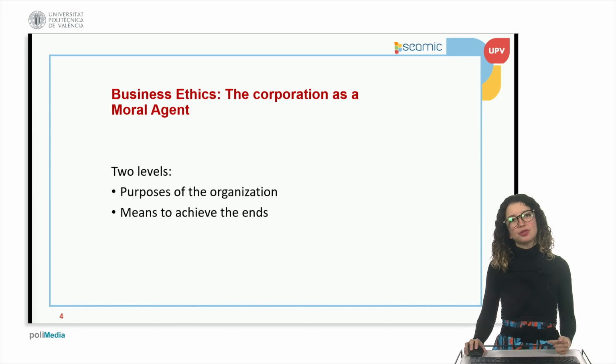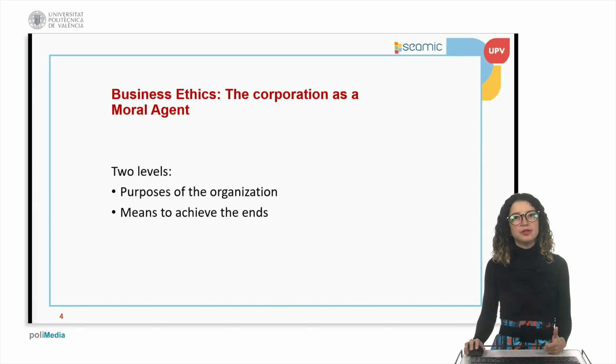But these decisions are not merely personal. These are decisions made by and in the name of the corporation. Obviously, we don't want to dilute individual responsibility, but recognize the different responsibilities and put them in their place.